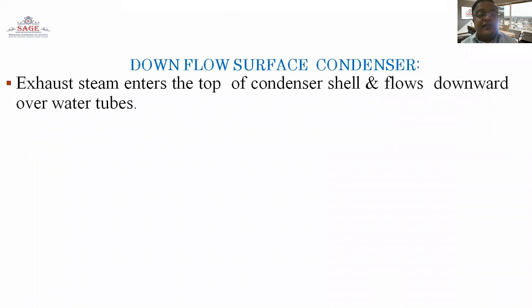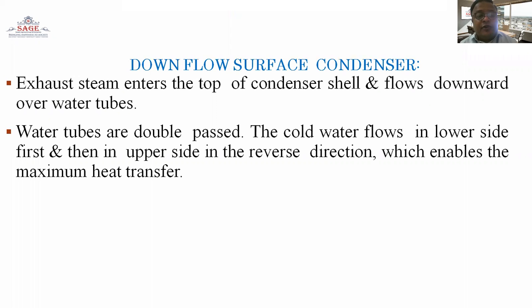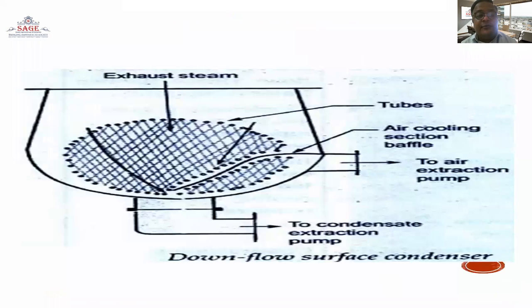Downflow surface condenser: exhaust steam enters the top of the condenser shell and flows downward over the water tubes. Water tubes are double pass. The cold water flows in the lower side first and then in the upper side in the reverse direction, which enables the maximum heat transfer. This is the downflow surface condenser.